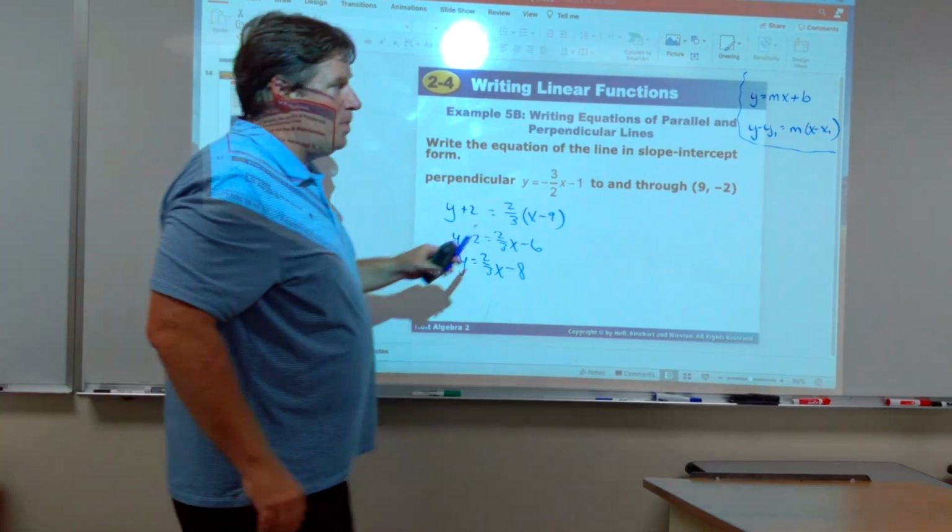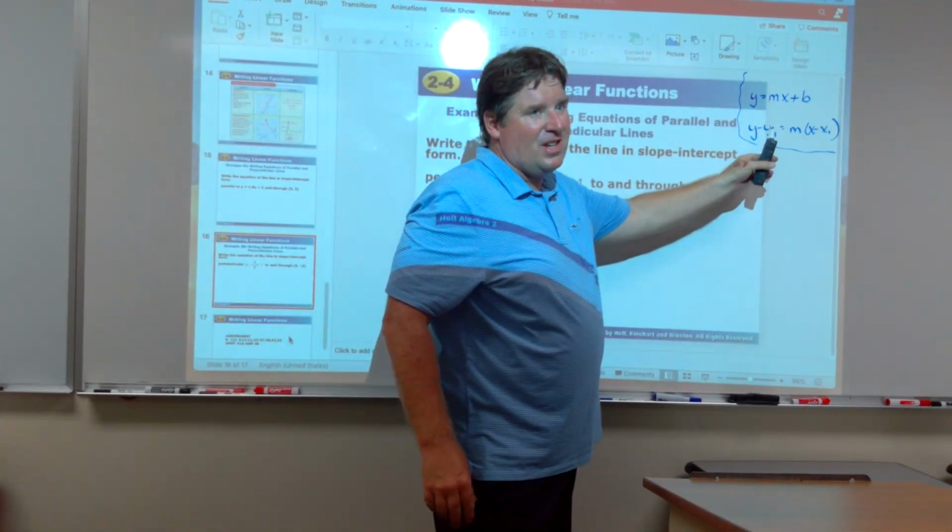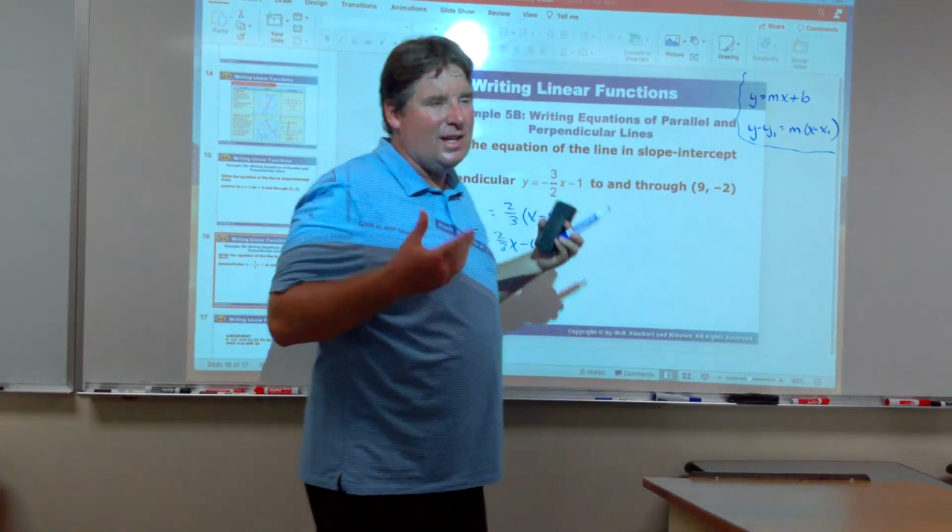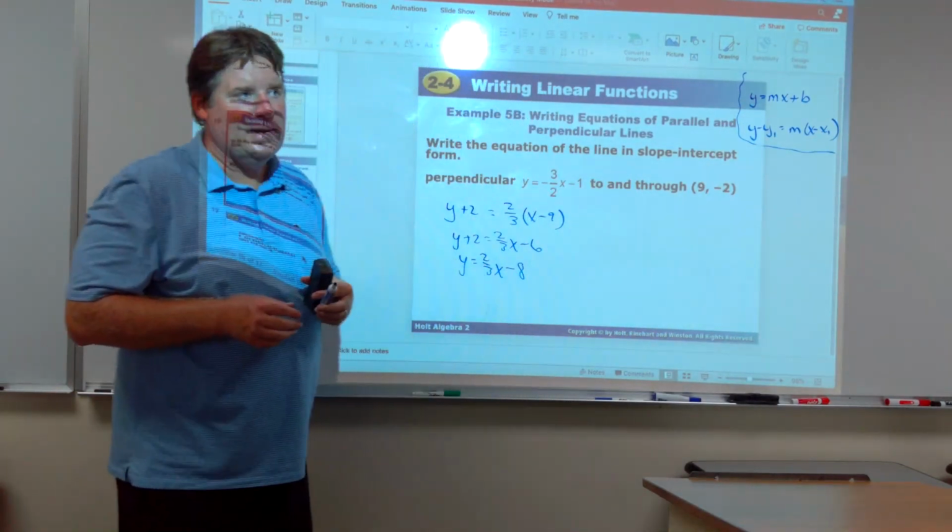Again, remember our slope-intercept form and then the point-slope form. That's kind of a nice one to put some things into. Remember, to get it to slope-intercept form, just solve for the y. All right, that's it for 2-4.